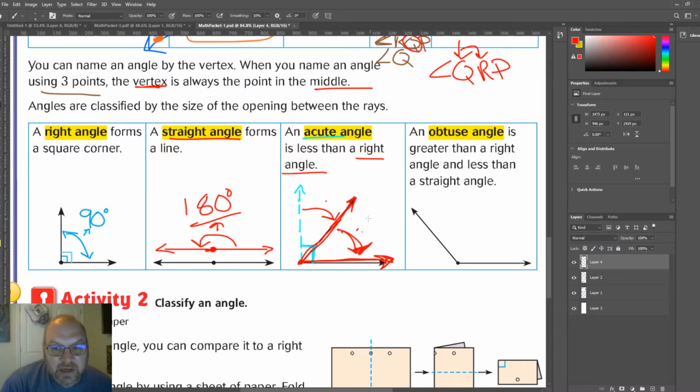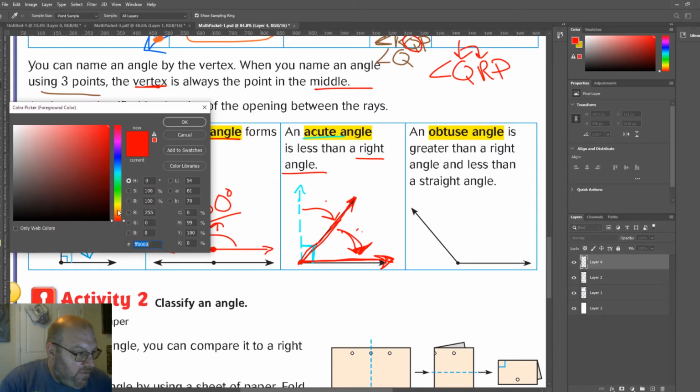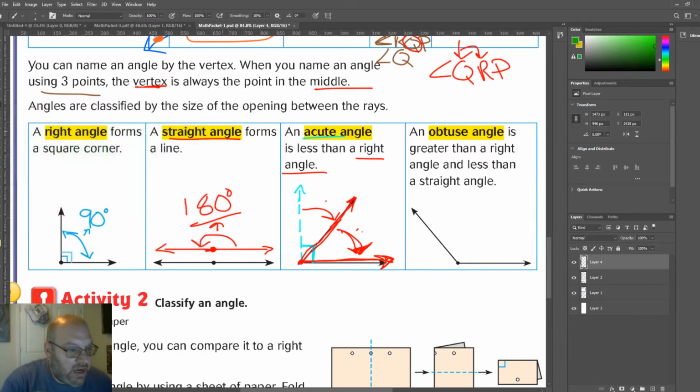Less than 90 degrees is cute. And you can do it with your little fingers and say, oh, that's cute. It's a cute angle. Good. Next, let me get a funky color. Green. Let's do darker green.